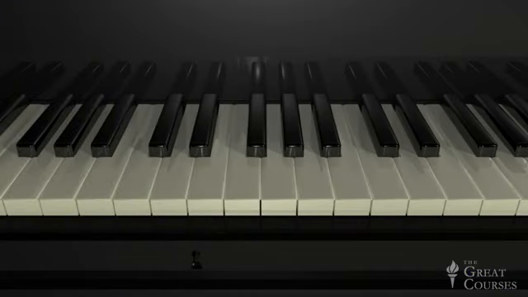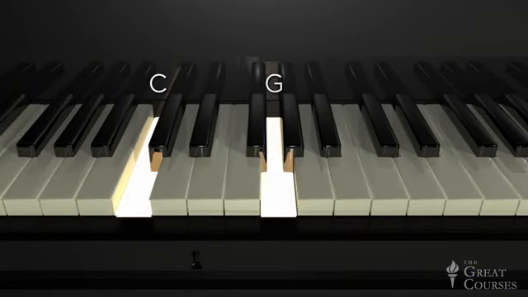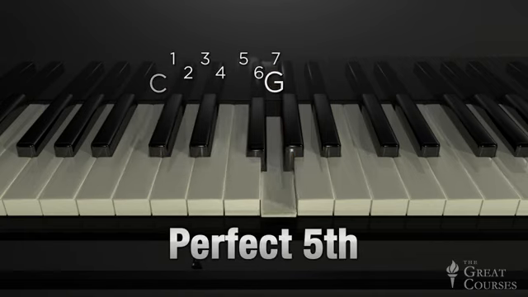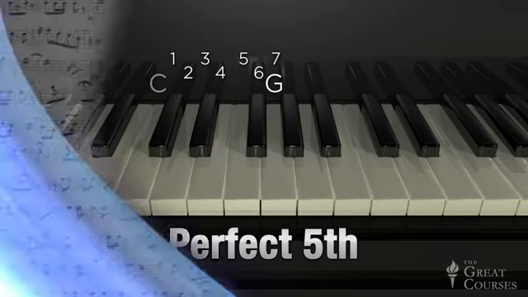The next interval you heard was made from the pitches C and G. That's an interval of 7 semitones, which is called a perfect fifth in music theory. It's a very consonant interval.